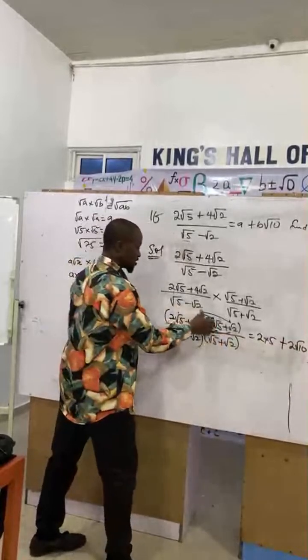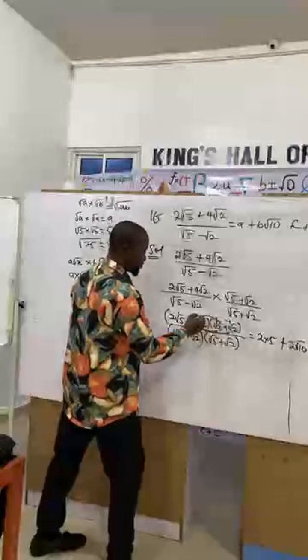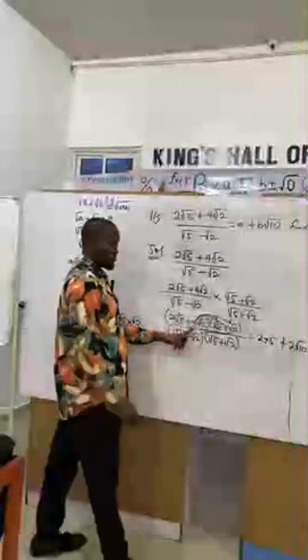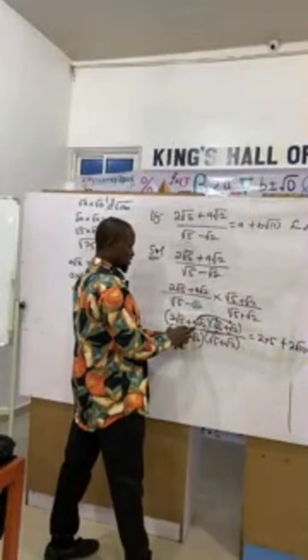I have finished with this guy. Ten. 4 root 10. Because 2 times 5 is 10. That will now be plus 4 root 10. Now, what else?